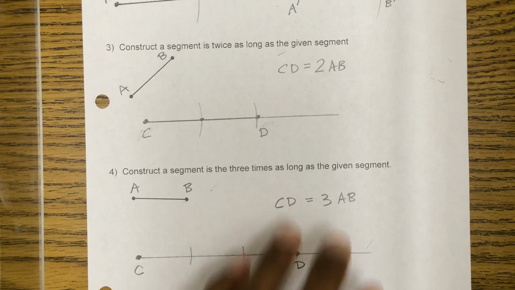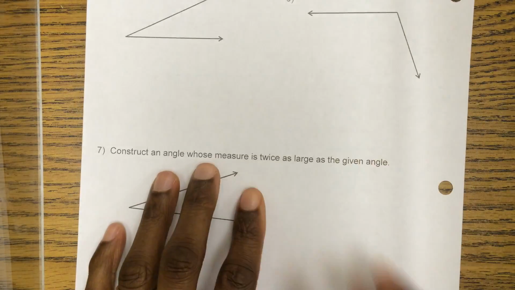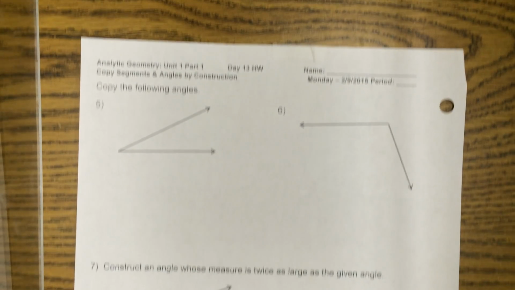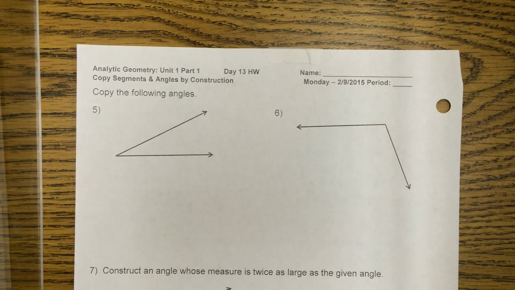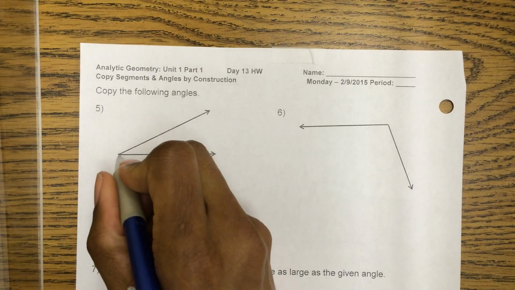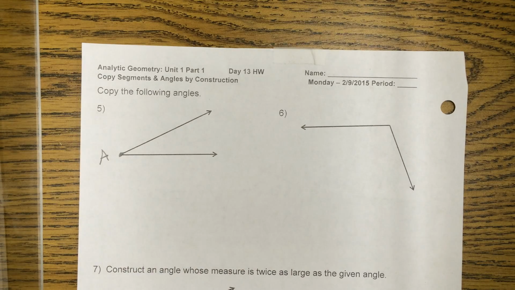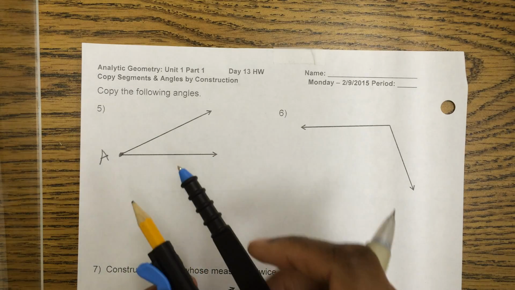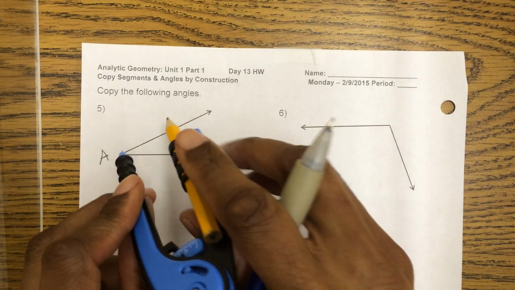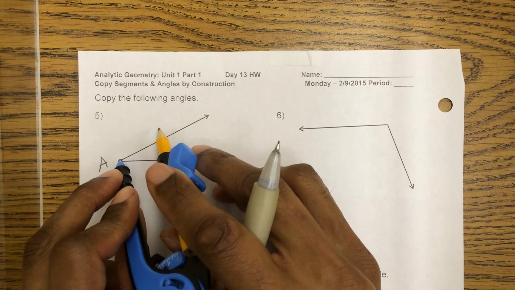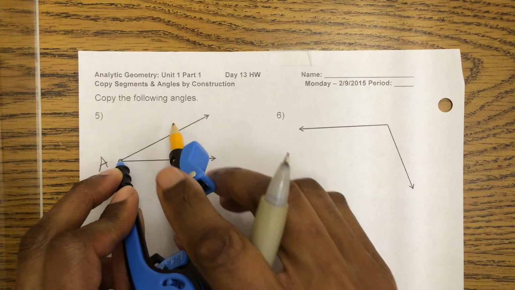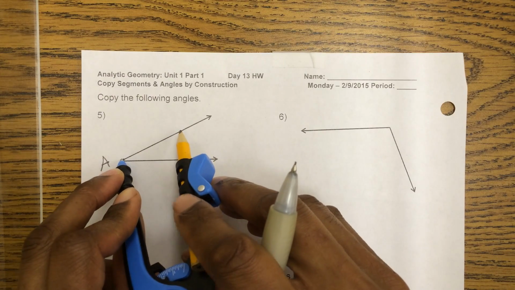Okay, now let's work with angles. So I need to flip this over to the back. All right, so now we need to learn how to copy some angles. So I will call this point A. And so the first thing you want to do is take your compass and put the point of your compass on the vertex. Now, it doesn't really matter exactly how wide your compass is.